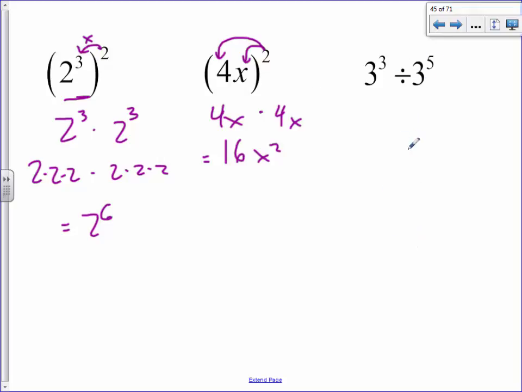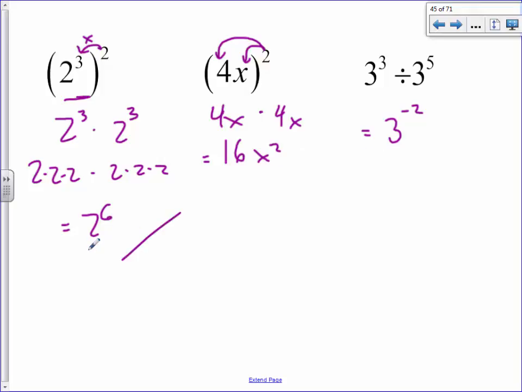How about this one here? What's the rule for divide? If they have similar bases. Do they have similar bases? Okay. What is 3 minus 5 though? Yeah, it'll be 3 to the power of negative 2. I'm going to pause here for a second, because that is the answer. But what does 3 to the negative 2 mean?